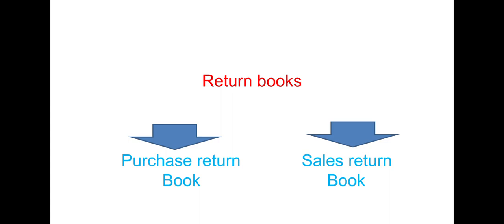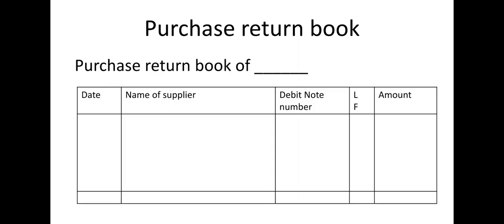Now let's check the format, students. First, let's start with purchase written book. The format of purchase written book is quite similar to purchase book. Clear? The format of purchase book you know already. There is a little bit of change in that. Here on your screen, students, this is the format of purchase written book. There are five columns, and this is a simple purchase written book. We can have columnar purchase written book also, but let's start with simple purchase written book.